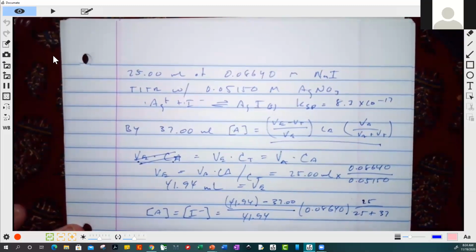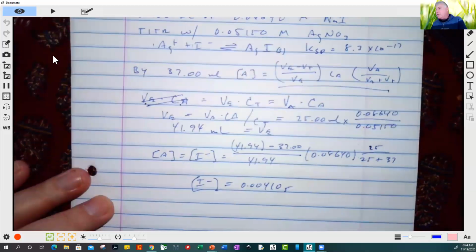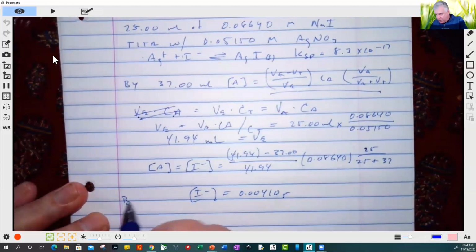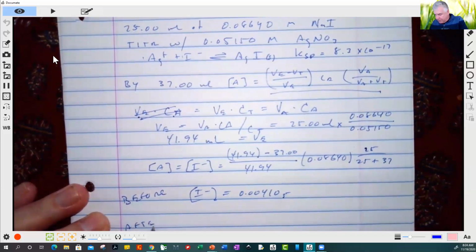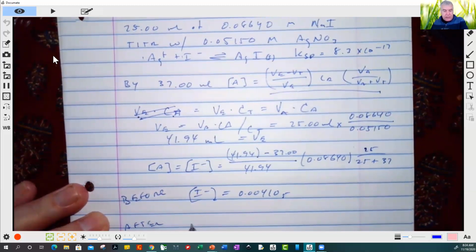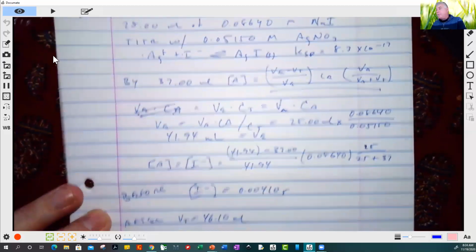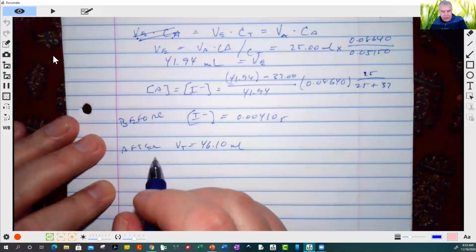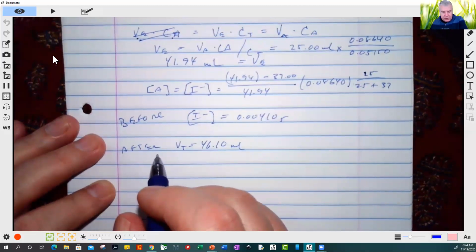Great. Okay, so this is what we're doing here. You guys can barely see that, right? So this is before the endpoint. Then let's do the after one. At the after endpoint, we have VT equal to 46.10 milliliters, right?